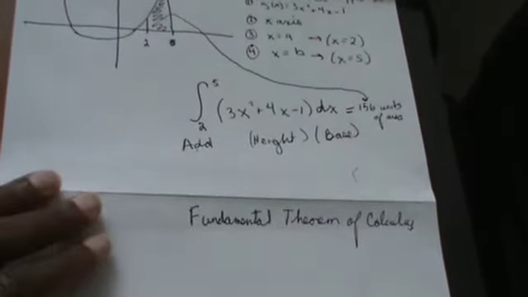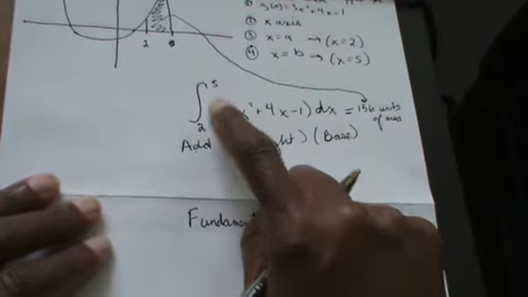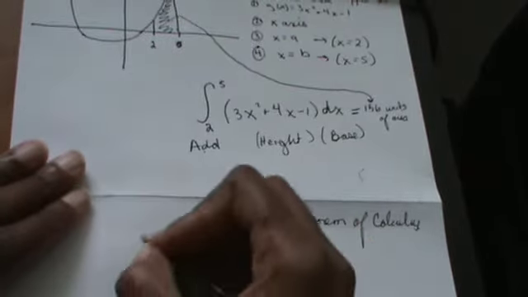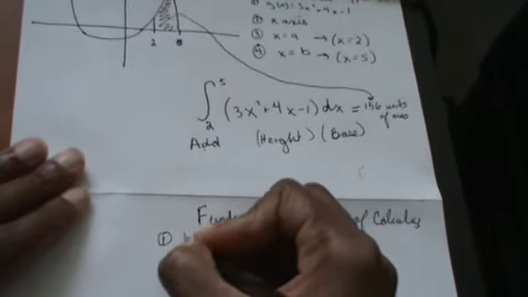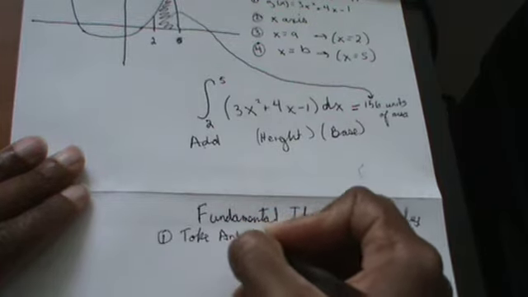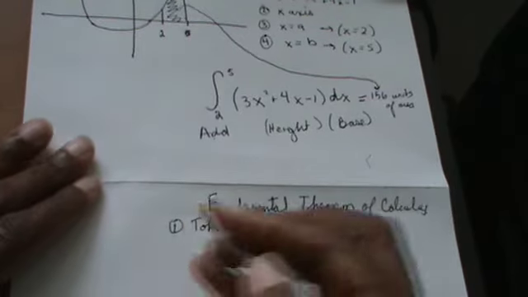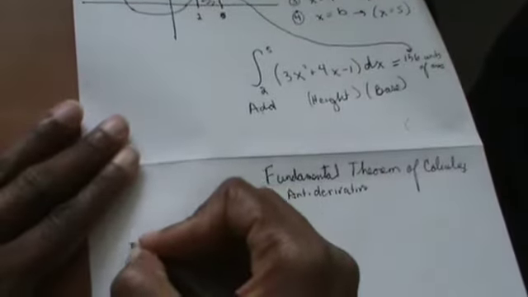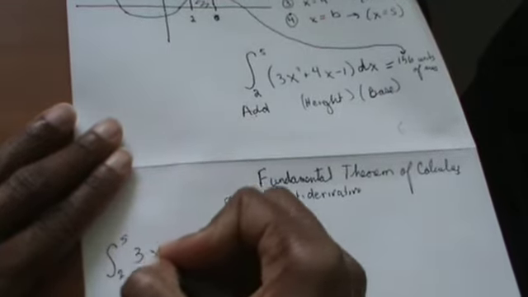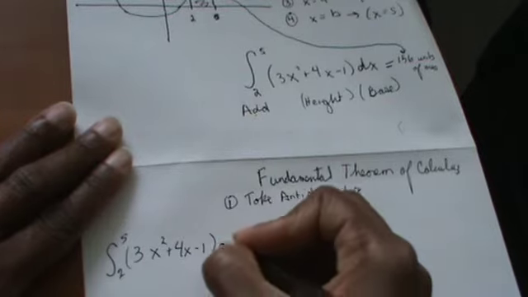The very first step would be to acknowledge we know how to find this antiderivative, right? We know how to do this because this is just a power function, right? So the very first thing that you're going to do is take the antiderivative. Let's get to it. All right, so I'm going to rewrite what we have up there. The integral from 2 to 5 of 3x squared plus 4x minus 1 dx.